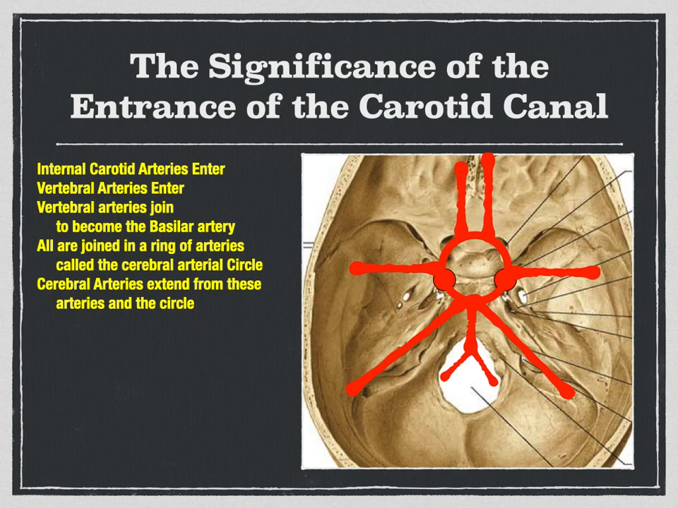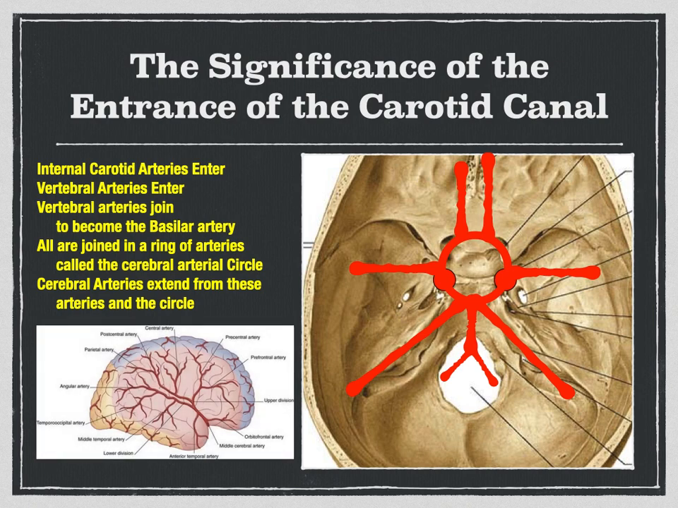When you study your blood vessels, you'll pick these up. But they're all joined into a ring called the cerebral arterial circle. So this is the layout of those arteries. Here's what they look like when they come out from under and sweep over the cerebral cortex, bringing oxygen to those very, very active cells on the surface of the cerebrum.